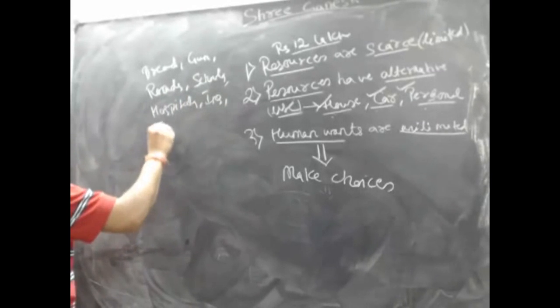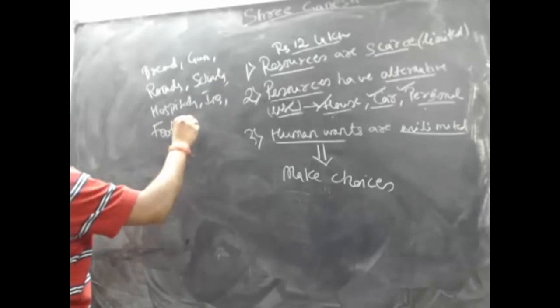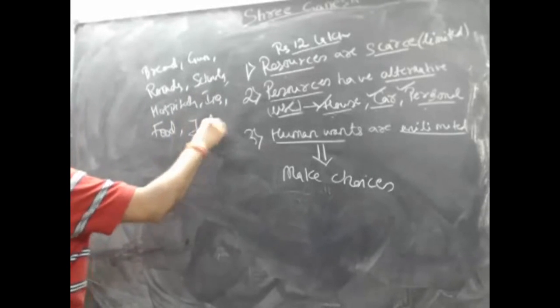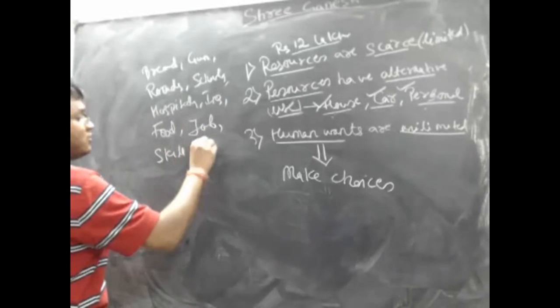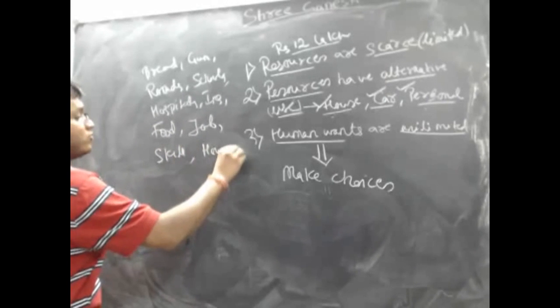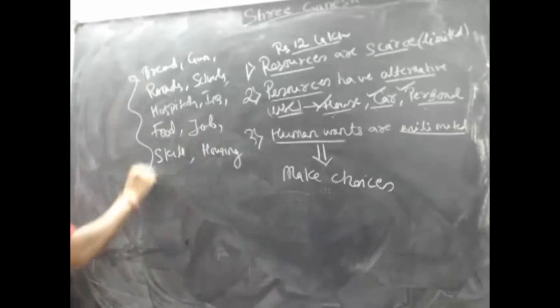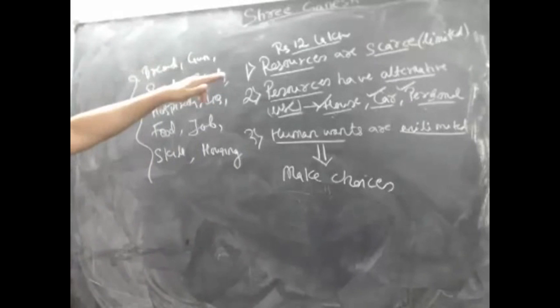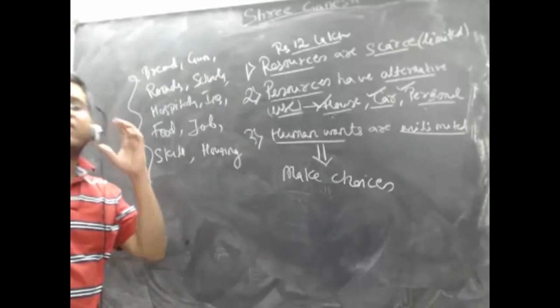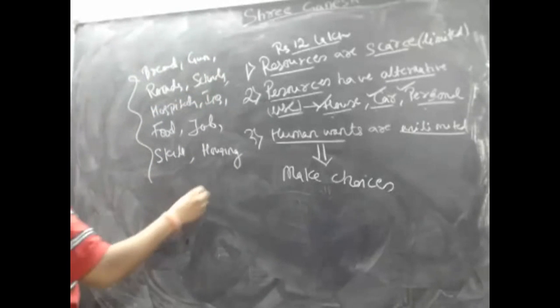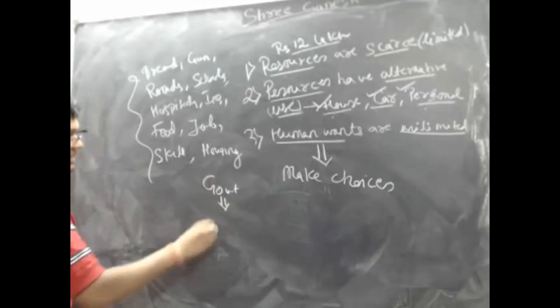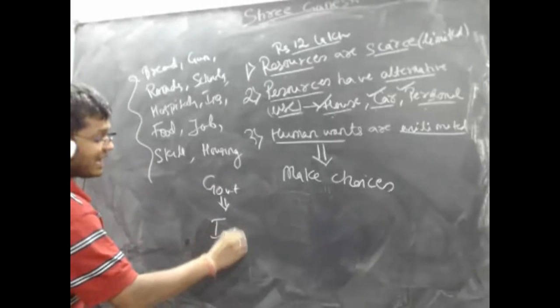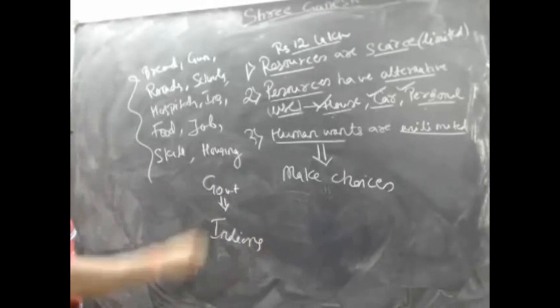Whether it should give food to people, or give jobs to these people with these resources, whether it should give skills to them, whether it should give housing to them, what should it do? These are the kind of decisions that the government has to take. Ultimately, the government gets the money. The government is at the top, governing India, and Indians will pay money to the government.